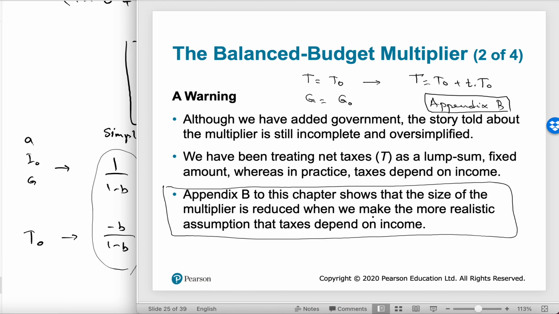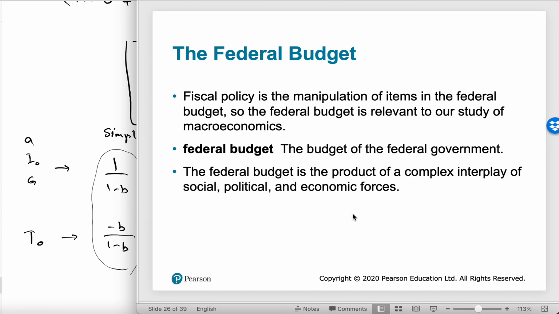So I would encourage you to spend some time in the appendix because we may give you questions from there. I will now stop here, and the last part is a general discussion about the federal budget. Thank you.